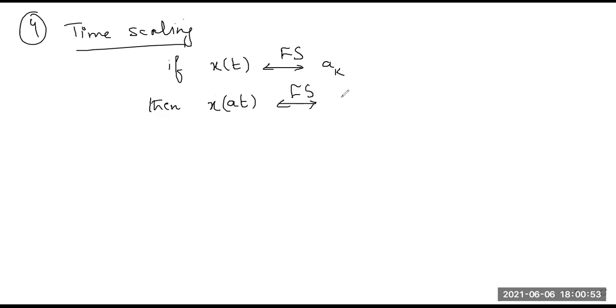the question is, what will be the Fourier series coefficient? And the answer is there will be no change in the Fourier series coefficient. Now, let's find out the reason why, when you apply the time scaling operation, the Fourier series coefficient doesn't change.